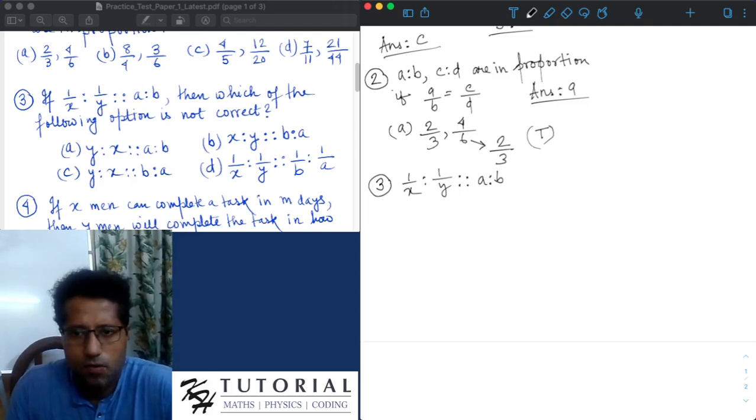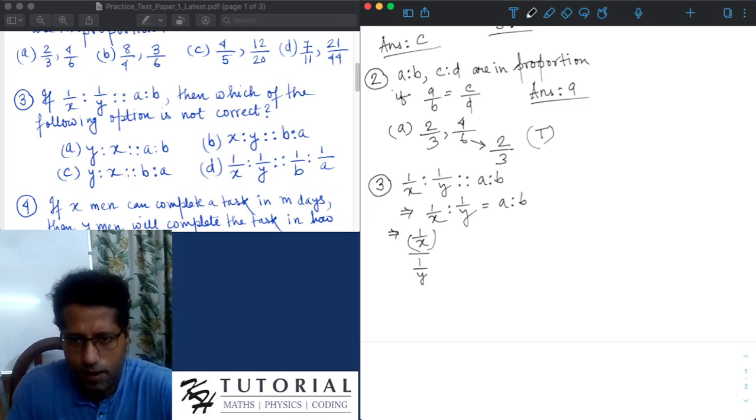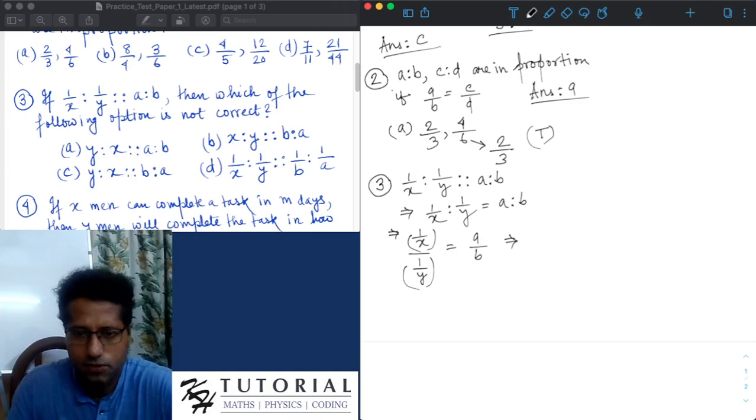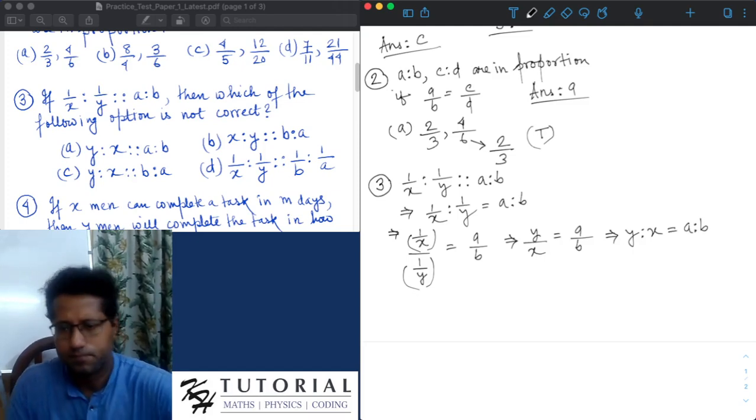Okay. Now from this, what can we say? These two ratios are in proportion, this means that 1 by x is to 1 by y equals A is to B. Converting to fractions, 1 by x divided by 1 by y equals A by B. Simplifying the left hand side, this becomes y by x equals A by B. So y is to x equals A is to B. This is what we get.